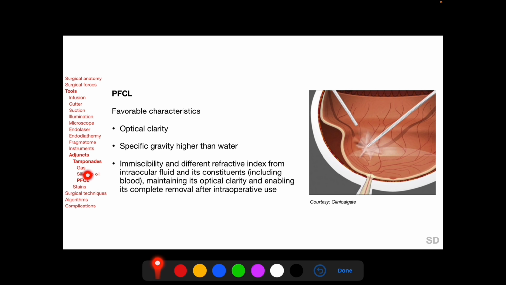Unlike gas or silicone oil, which are used for post-operative retinal tamponade, perfluorocarbon liquids are used intraoperatively. Favorable characteristics of perfluorocarbon liquids, or PFCL, are optical clarity, specific gravity higher than that of water, immiscibility with and different refractive index from intraocular fluid and its constituents, thus maintaining its optical clarity and enabling its complete removal after intraoperative use.